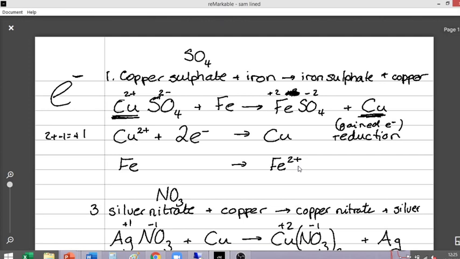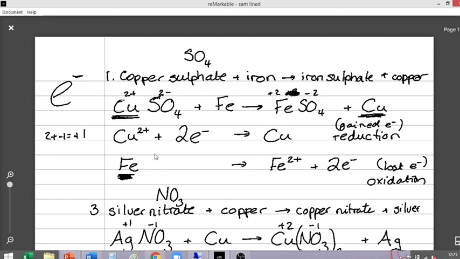And I'm going to do exactly the same as I did with the copper. I'm just going to give the side that originally had the positive charge 2 electrons to cancel it out. So each side here has got a 0 charge overall. This little bit of iron has lost an electron, well, lost 2 electrons. It's lost electrons, so this is the oxidation reaction.